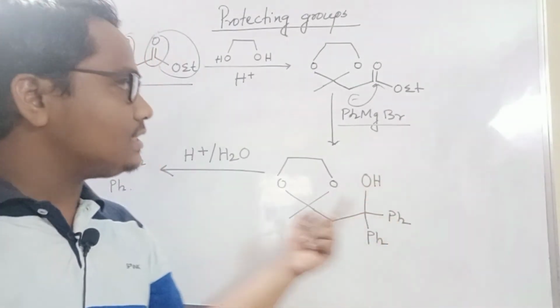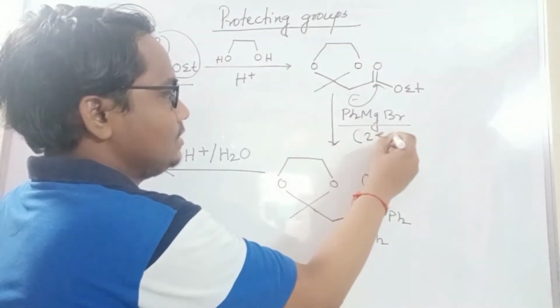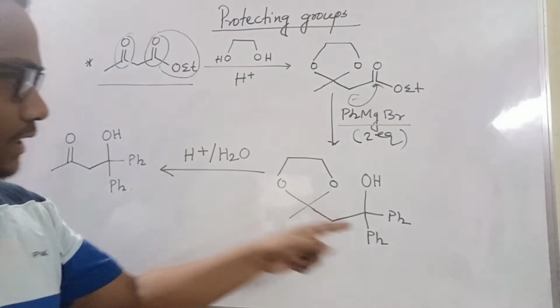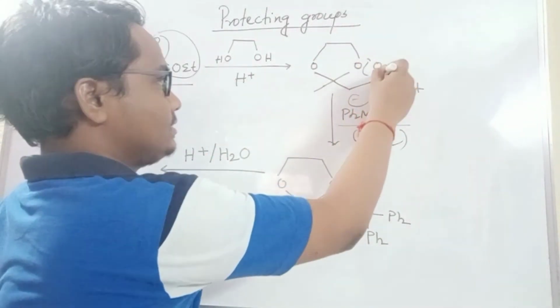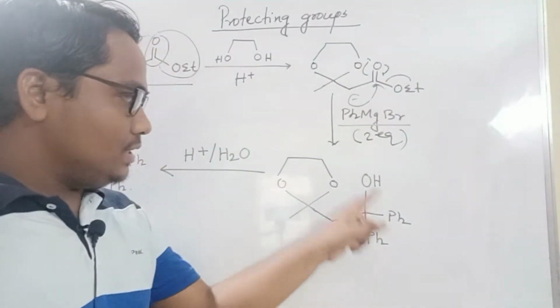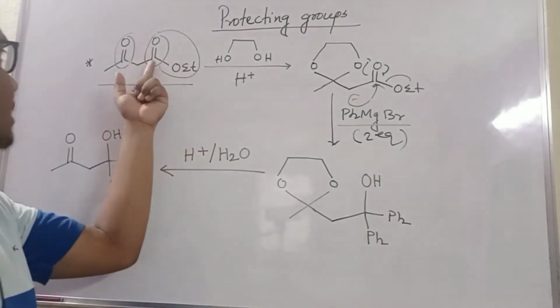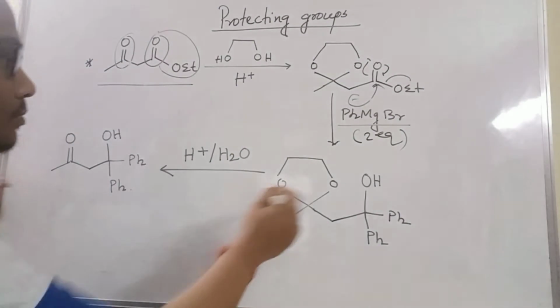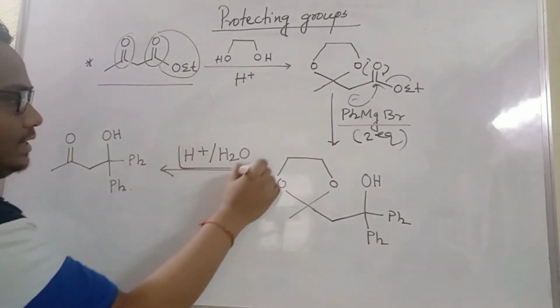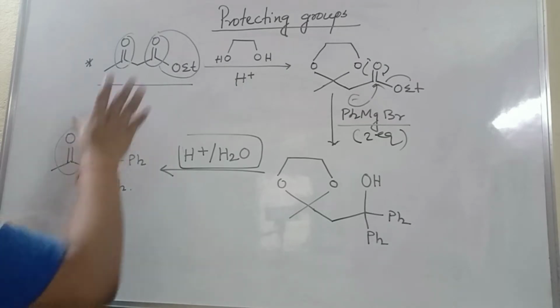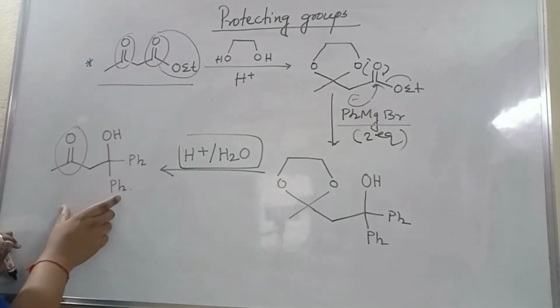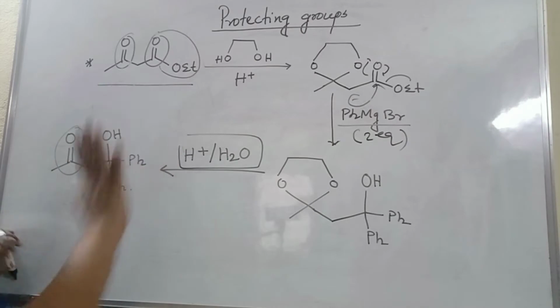This ester function is over. Here you can use two equivalents, because here is ester. First it will attack there, then this will come, and again this will come. This alcohol will come. I use this keto to alcohol, then I have to remove this protecting group. Then I use acid condition to remove this one and get this one. So starting from there you get this one. That's why this is the importance of protecting groups.